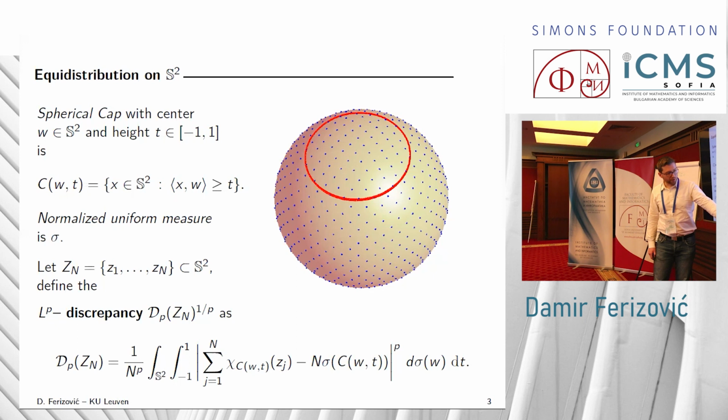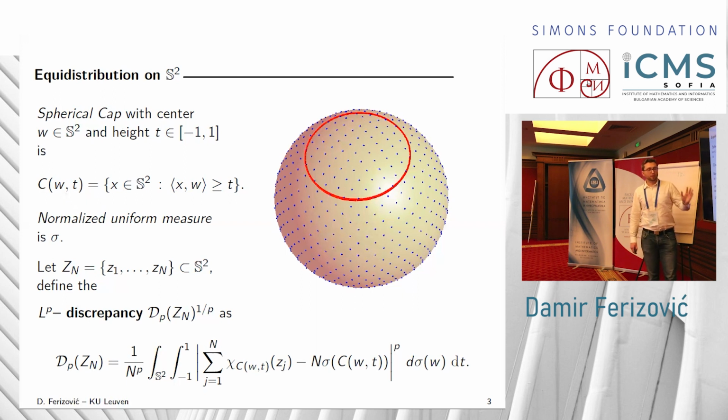So you take your spherical cap with center W and height T. You count how many points fall into the spherical cap, and you compare with n times the normalized surface measure of the spherical cap. Now you take the absolute value of this expression, take the power p, and you integrate over the 2-sphere and the interval [-1, 1], which gives you the height of the caps. So sigma is the uniform probability measure on the sphere, and dt the usual Lebesgue measure on [-1, 1]. And in the end, you again normalize by 1/n to the p, and if you take the pth root on the right-hand side, you will get the LP discrepancy.